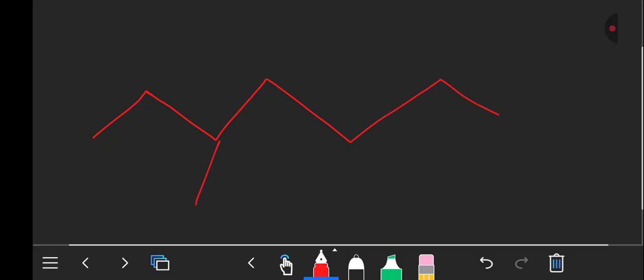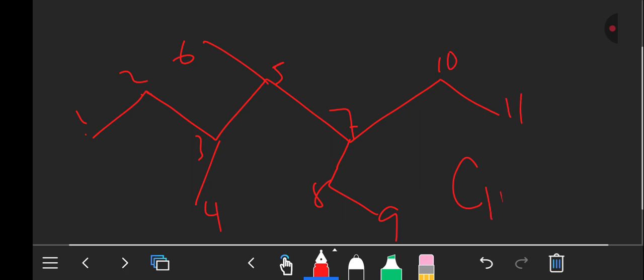Okay, let's have this structure. So how many carbons? So carbons we just count at each and every bend. So 1, 2, 1, 2, 3, 4, 5, 6 there, 7, 8, 9, 10, 11. So there are 11 carbons. How many hydrogens? So hydrogens, there are 3 hydrogens because there's 1 bond.